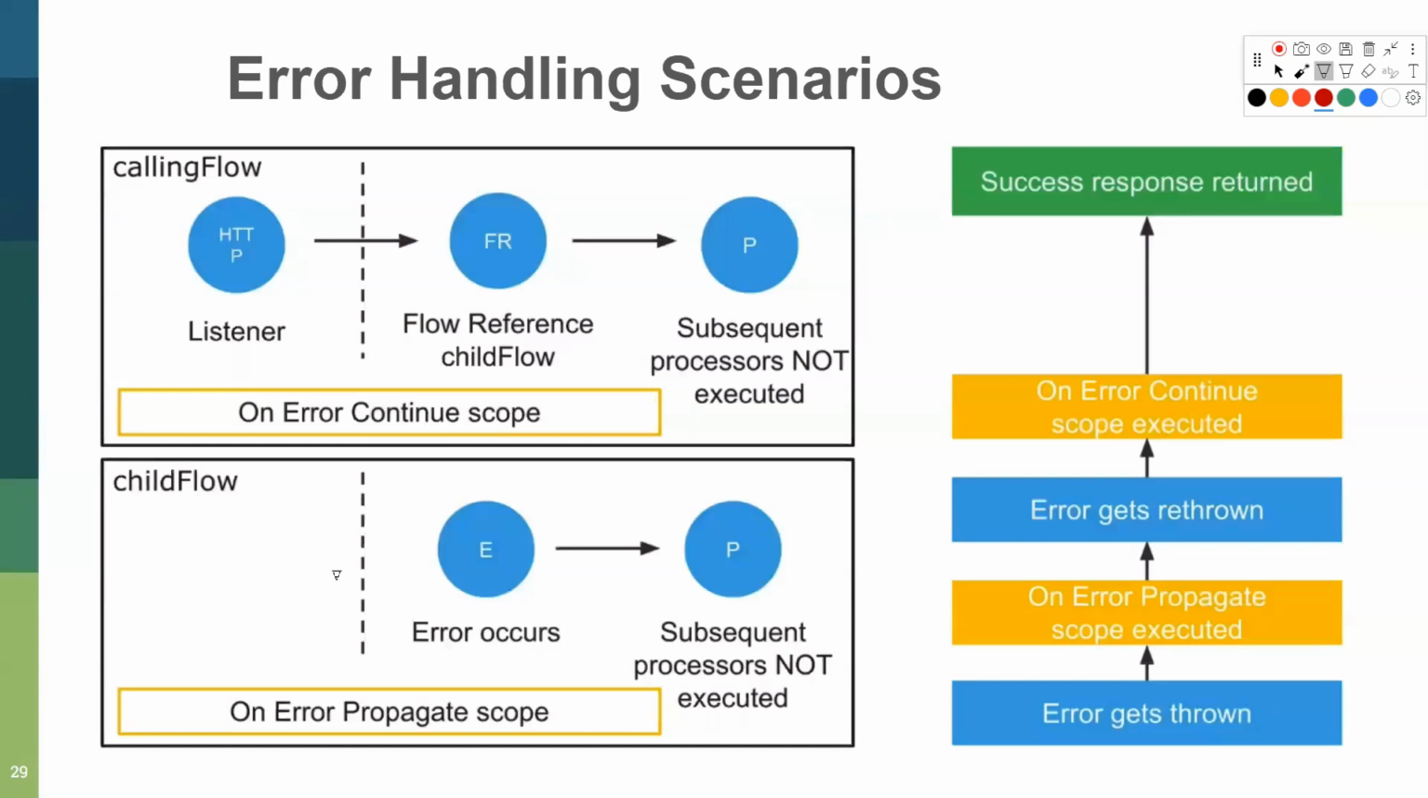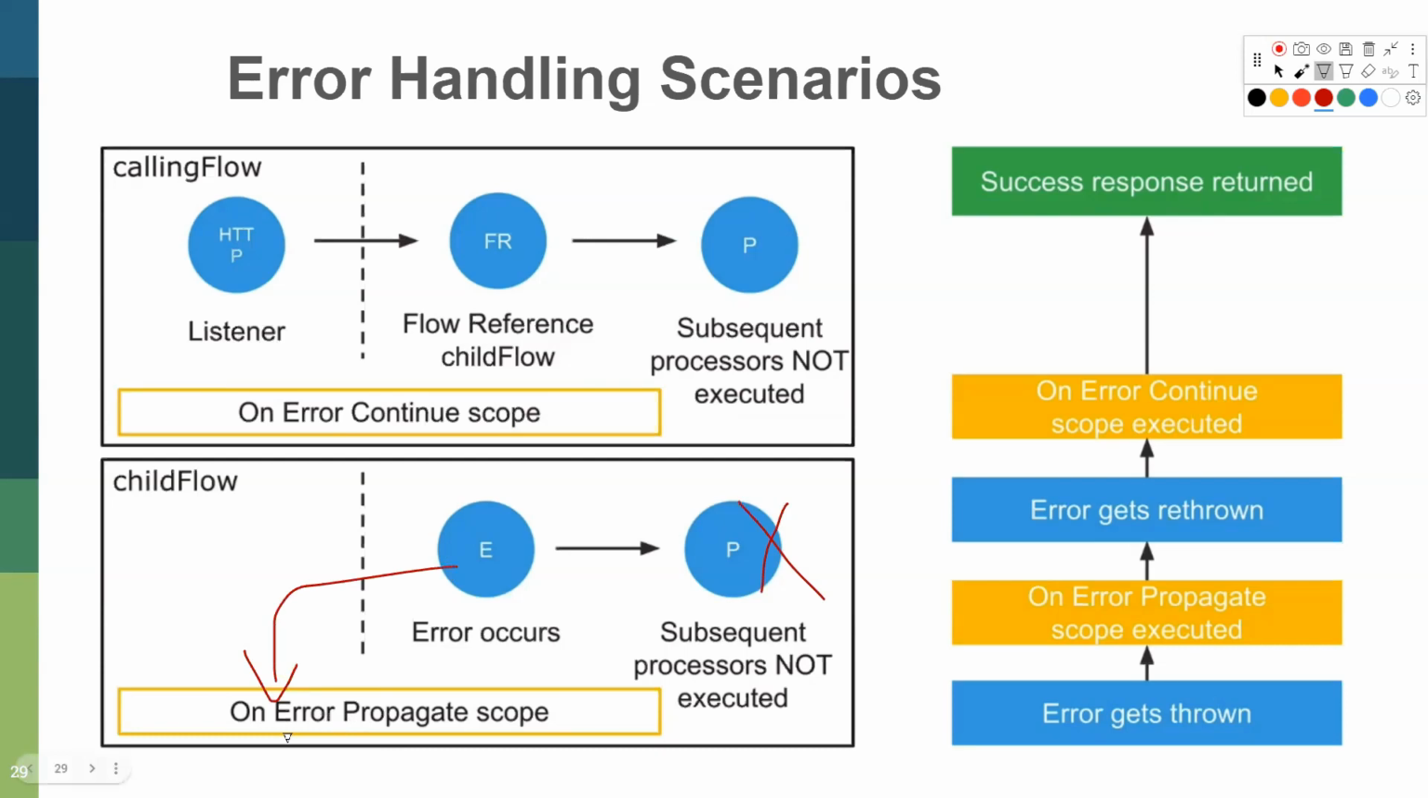This one is different, as you can see. We have here on error continue. This is on error continue, whereas the bottom one is on error propagate. Let me delete this so that it doesn't confuse us. Okay, so an error is being created here. So subsequent processors will not get executed. This error will propagate to on error propagate.